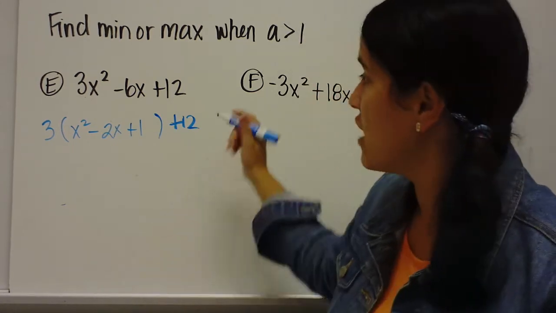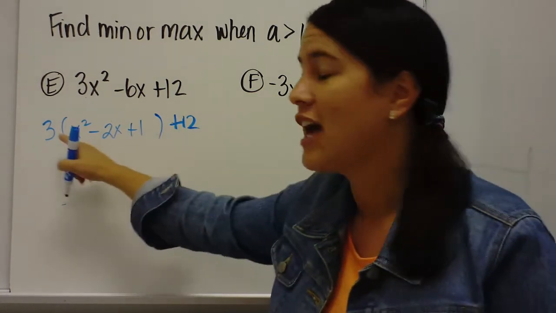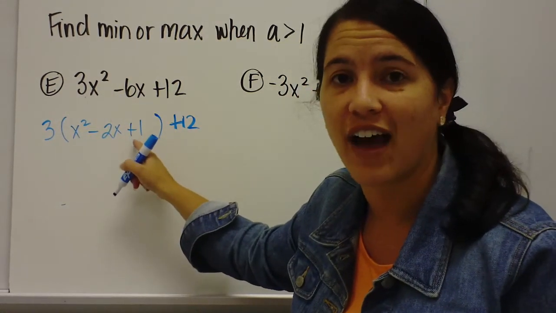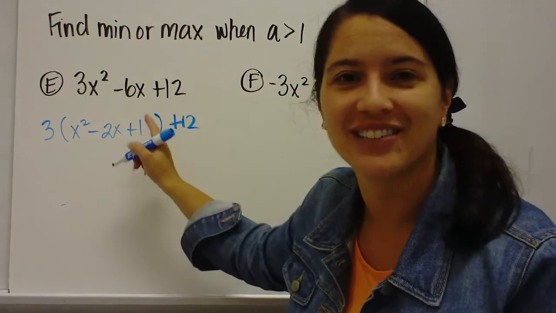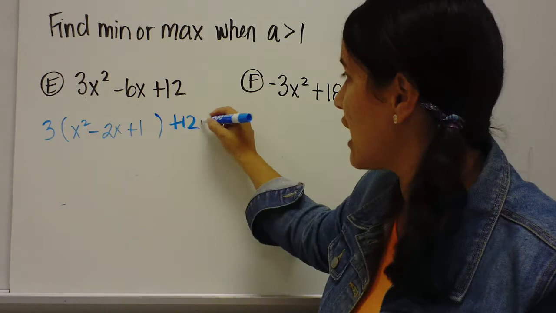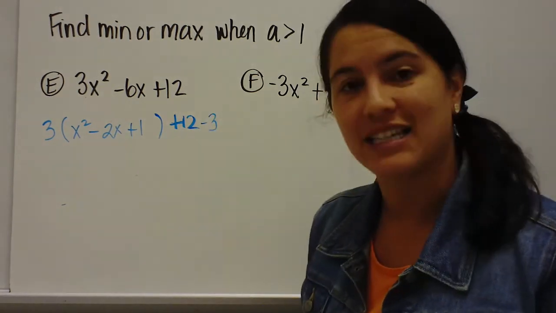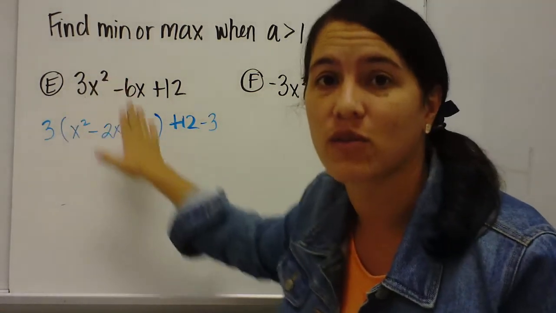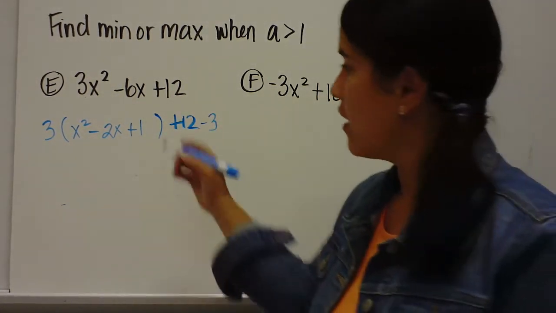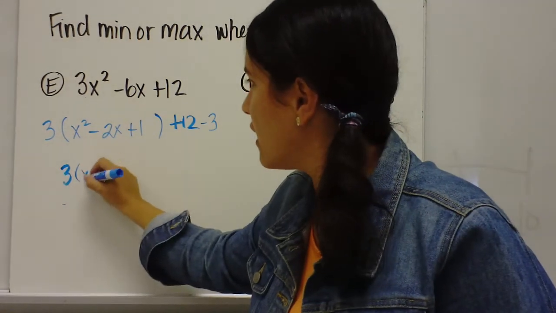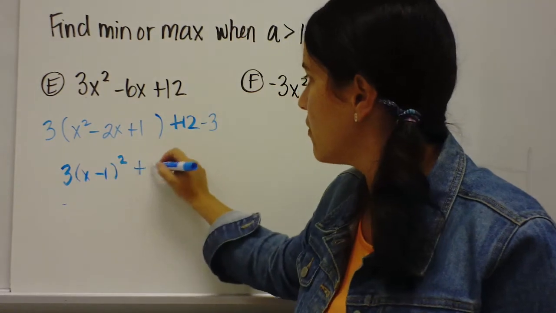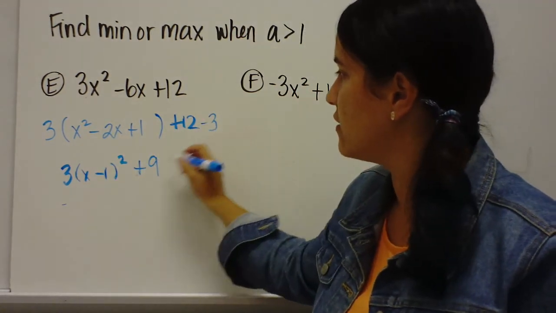Now be careful. You think you might minus 1 out here, but when we distribute, 3 times 1 is 3, so really I've added 3. So in order to balance it, I have to take away 3. Because I added, this is not really 1, this is really 3 because we've distributed. So then I have to take away 3. So now when I factor it, I get x minus 1 squared, because of the minus, plus 9. 12 minus 3 is 9.